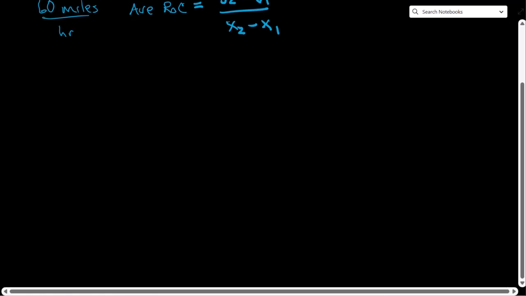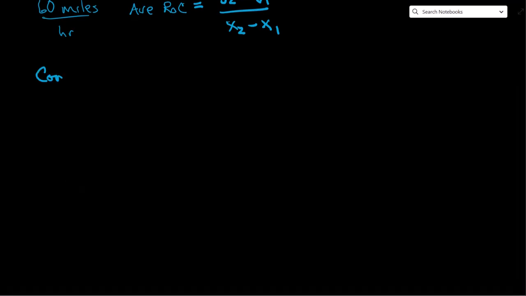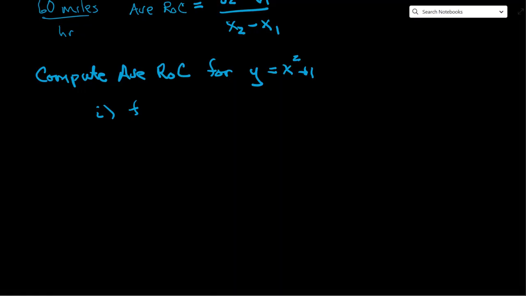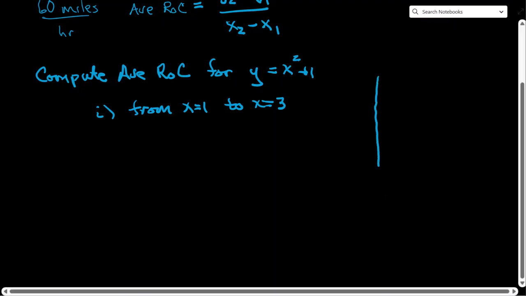But we could be presented situations like compute the average rate of change, and let's say for y equals x squared plus 1, from x equals 1 to x equals 3. As we're computing this average rate of change from x equals 1 to x equals 3, let's think about what this really means.